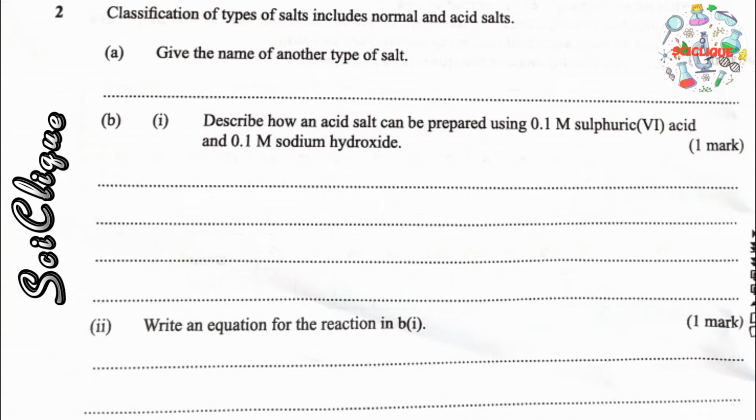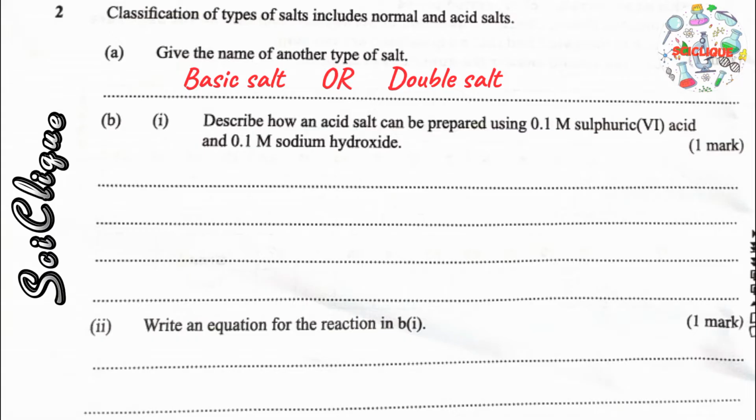If we look at part A, give the name of another type of salt, you could simply mention basic or double salt, and either of those is correct. Moving on to part B, Roman 1. Describe how an acid salt can be prepared using 0.1 molar sulfuric 6 acid and 0.1 molar sodium hydroxide.